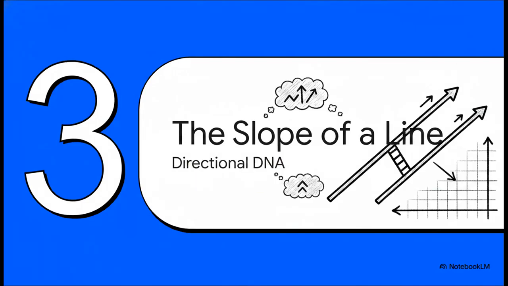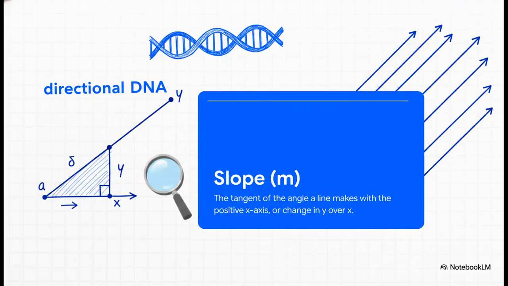Which brings us to Section 3, the slope of a line. Let's talk about its directional DNA. So, the absolute most important characteristic of a straight line is what we call the slope. You can really think of the slope as the line's directional DNA. It dictates exactly how that line behaves as it shoots across the coordinate plane. Algebraically, we represent it with the letter m.